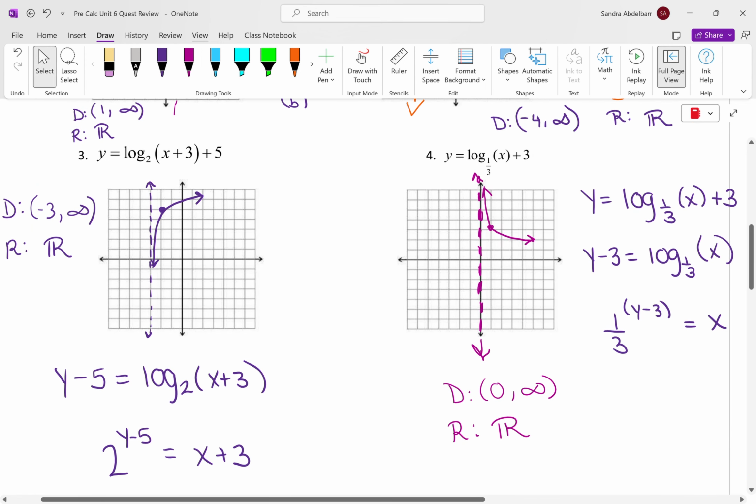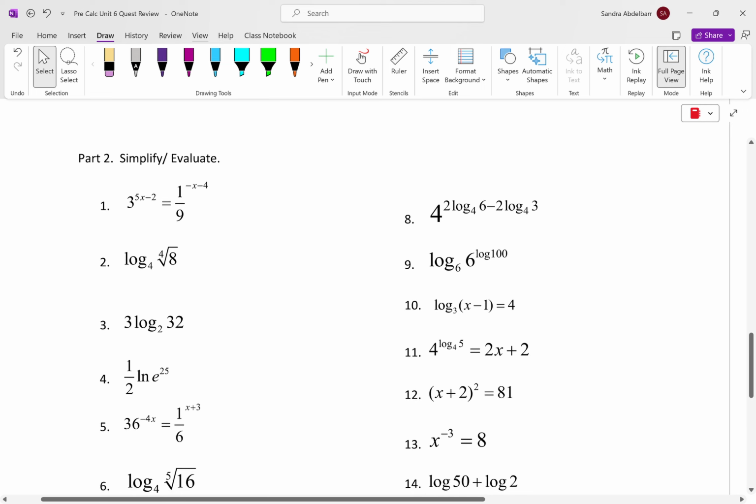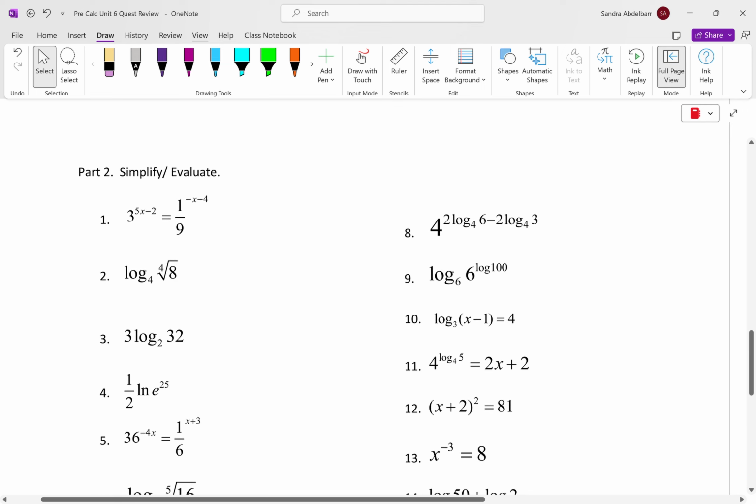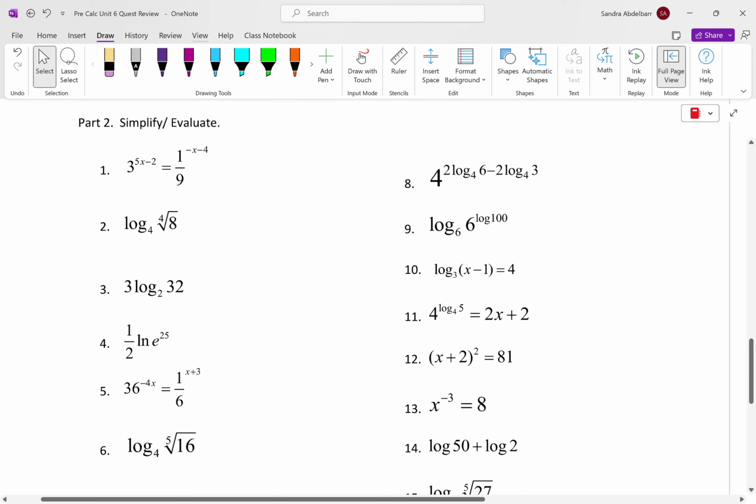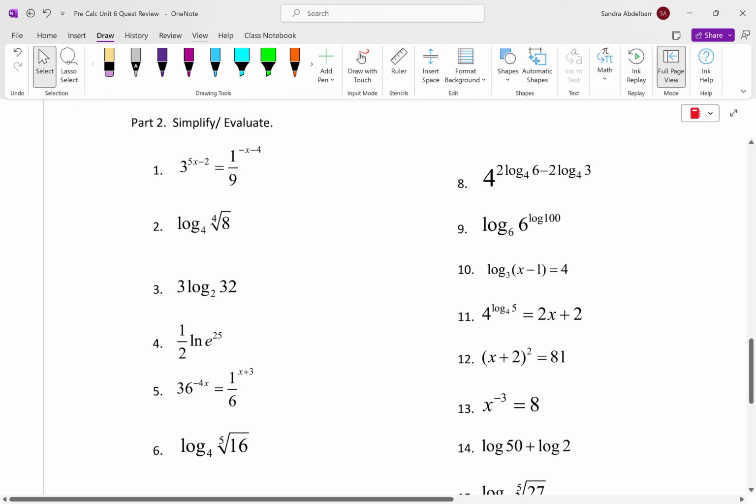All right, so your graphing ones will be something like this. Now let's go on to our logs or our exponentials. So we want to simplify and evaluate. All right, first things first. See how I have that 1/9? I want to change it into an integer, not a fraction.